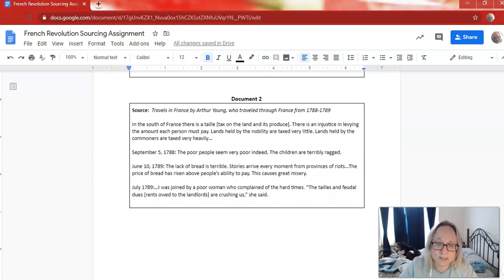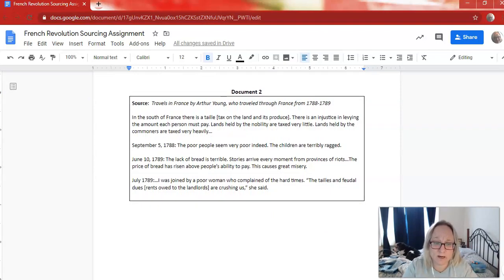Now, if I go to document 2, I see that I do have an author. I do know that he is British. He went to France and traveled during this time period. So I know a lot about the person who wrote this document. So I think this might be a good one to do POV for. I mean, I could do historical context too, but I just did that. I don't want to duplicate the same argument.